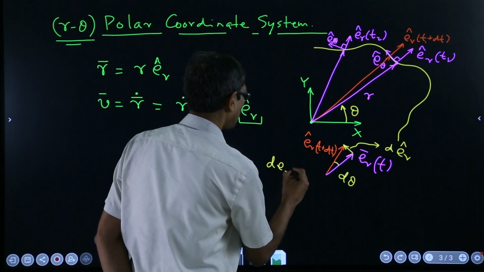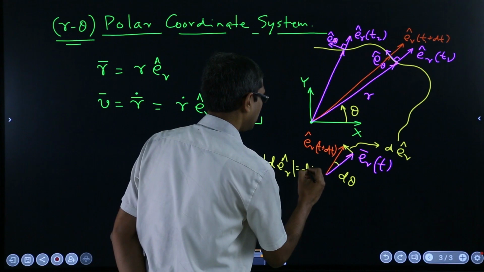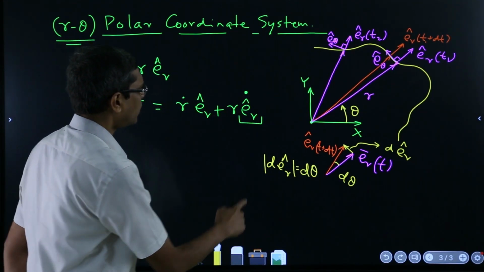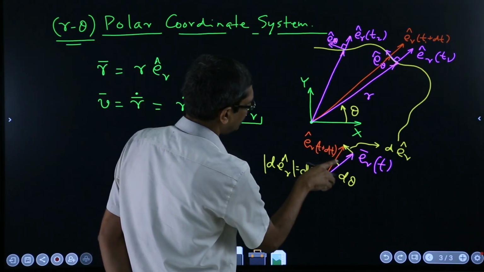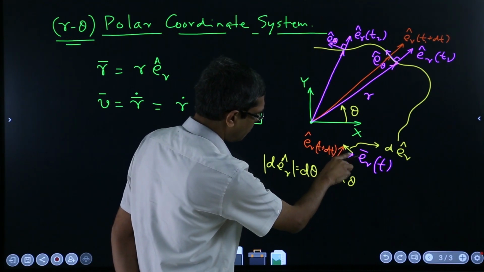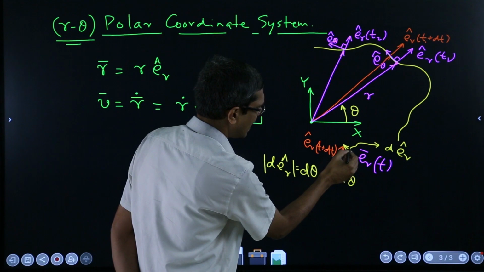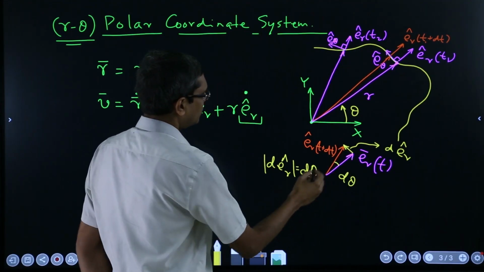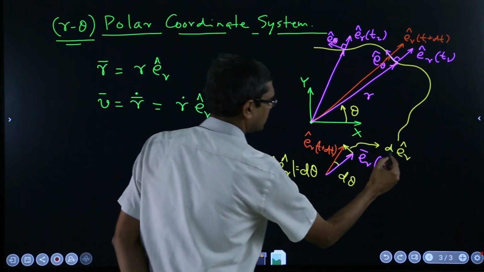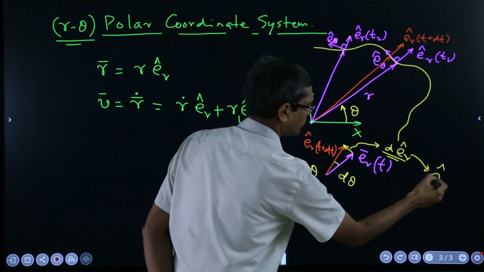Okay. So the magnitude of d e_r is nothing but d theta. And what is its direction? Because you see, as soon as this becomes almost coinciding with this, the angle will become 90 degrees, isn't it? So that means this is pointing in the direction of e theta. So this has a direction of e theta.